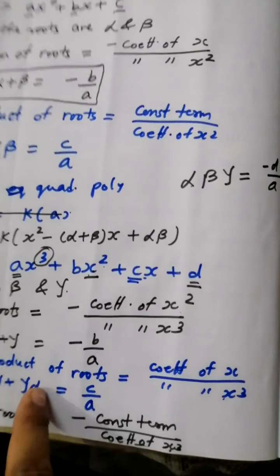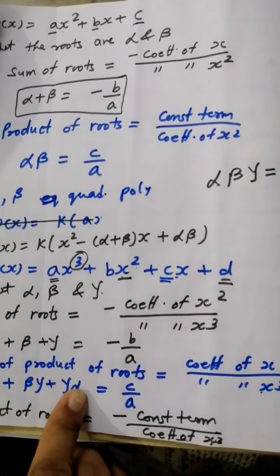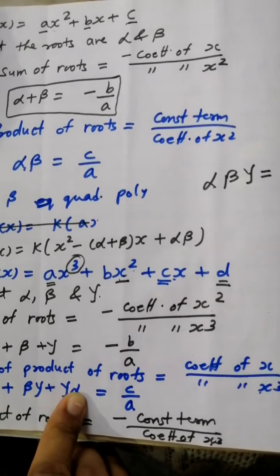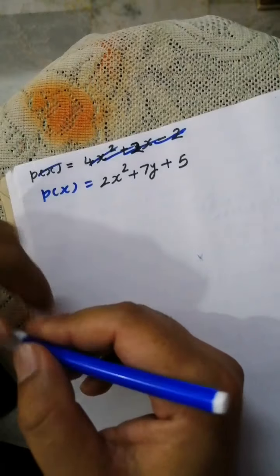Now on the basis of these formulas, we have to form the roots, and after that we will calculate k, to verify whether the conditions hold or not. Now we are taking this example, p(x) equals 2x square plus 7x plus 5.